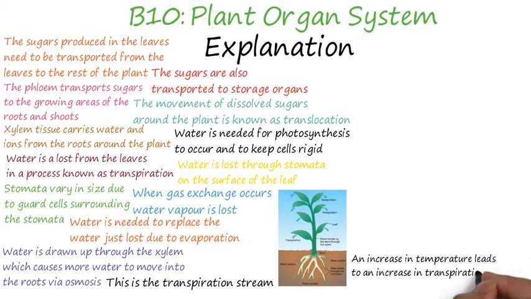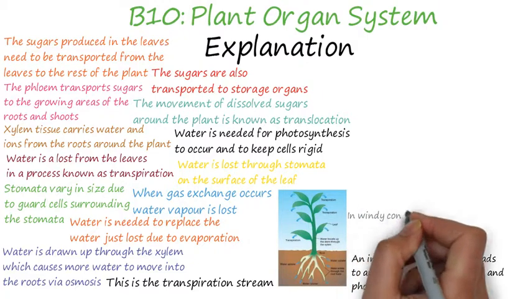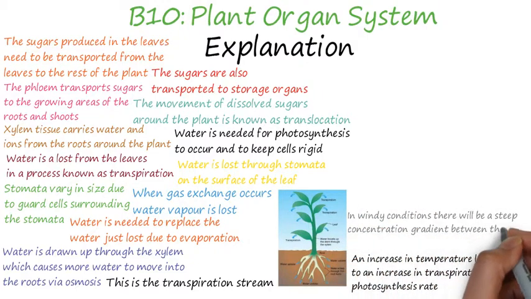The rate of transpiration can vary with certain conditions. An increase in temperature leads to an increase in transpiration. This is because the molecules have more energy, so diffusion occurs at a quicker rate. Also, higher temperatures will mean that the photosynthesis rate increases. This means that more stomata will be opening to allow the gases to be exchanged quicker. This again leads to more transpiration.